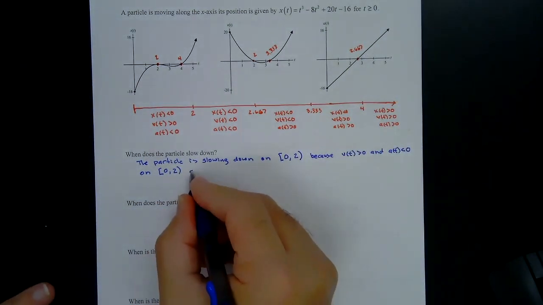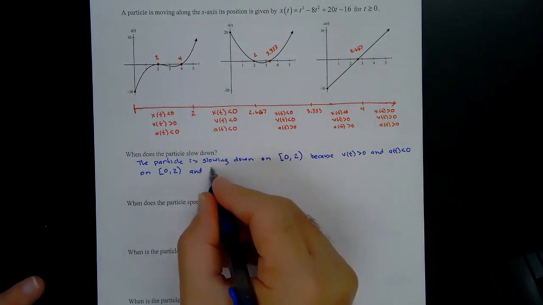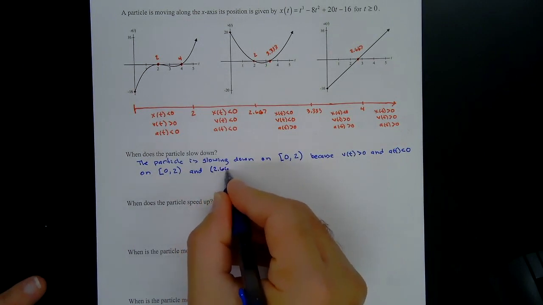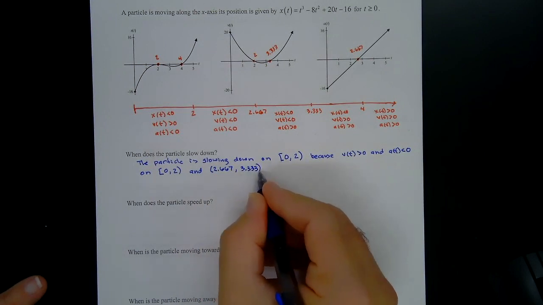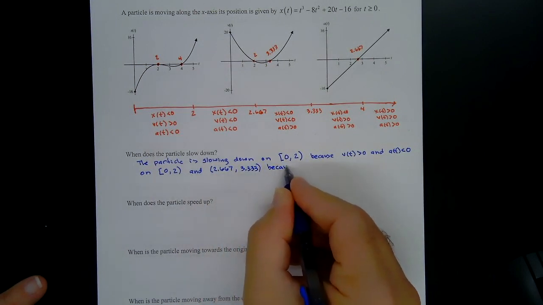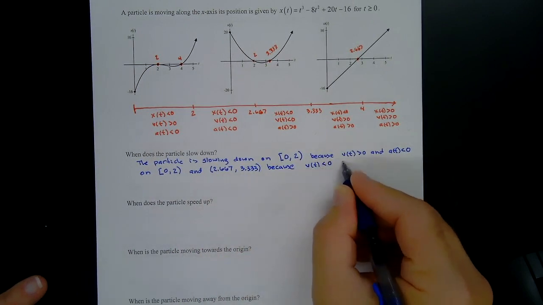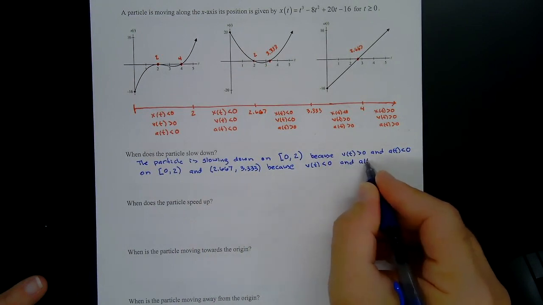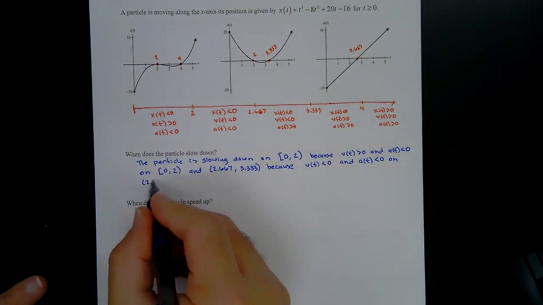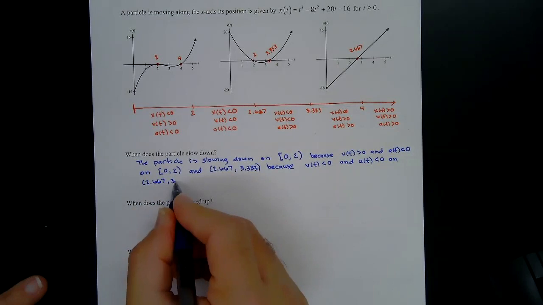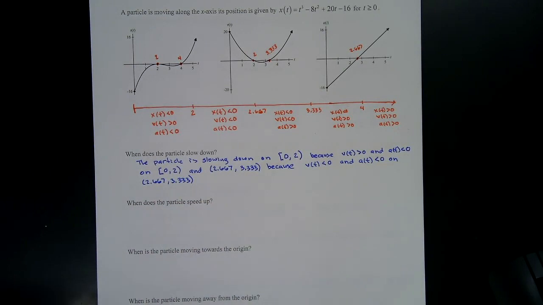So it's slowing down also on this interval, 2.667 to 3.333, because v of t is less than 0 and a of t is less than 0 on 2.667 to 3.333. Parentheses.